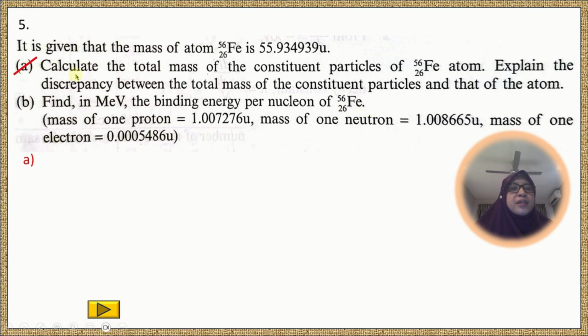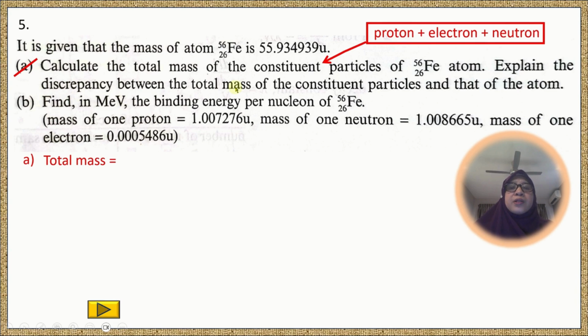For question A, the total mass will be, constituent means proton plus electron plus neutron. So those are the constituent particles of the ferrum atom. We have 26 from the symbol here, 26 protons plus 26 electrons, so multiplied by the mass of proton plus 26 times the mass of electron. And then the number of neutrons will be 56 minus 26.